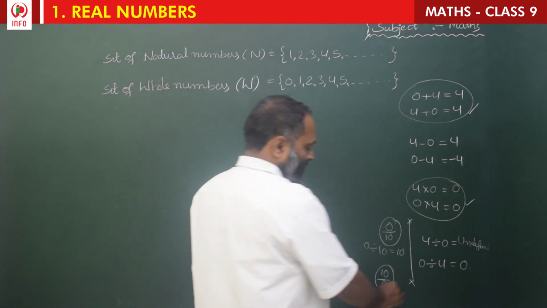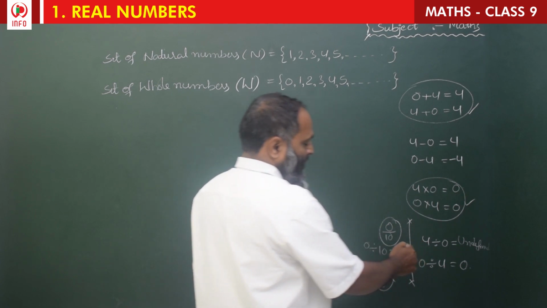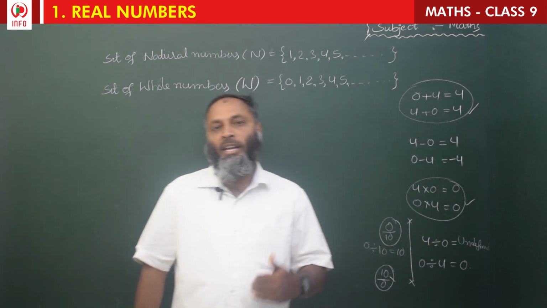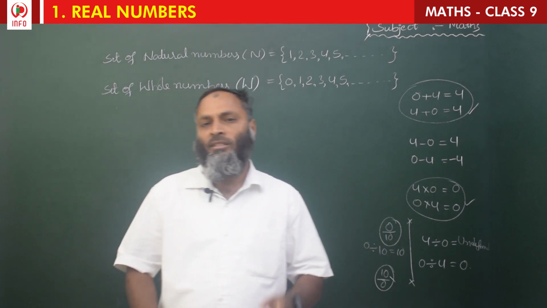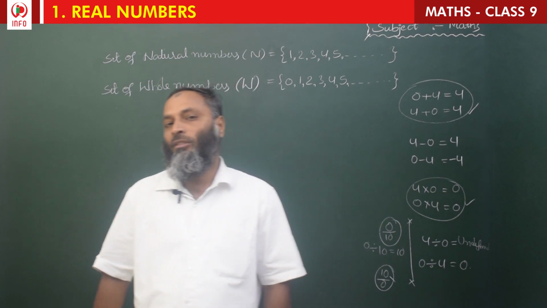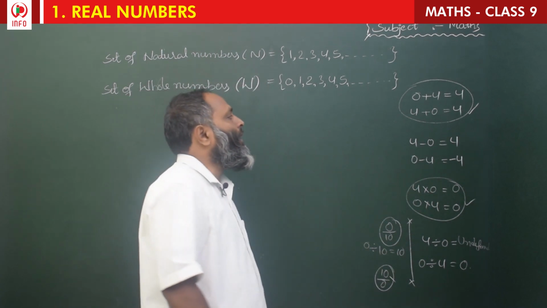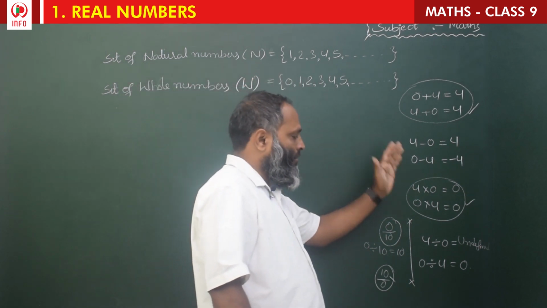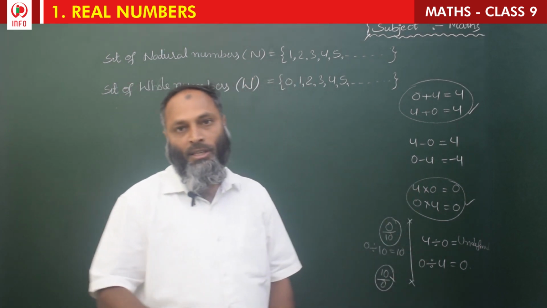So, that is why 10 divided by 0, 4 divided by 0, 8 divided by 0, 100 divided by 0: like this, when 0 divides any number, that is an undefined value. So, these are the properties of addition, subtraction, multiplication and division with 0.